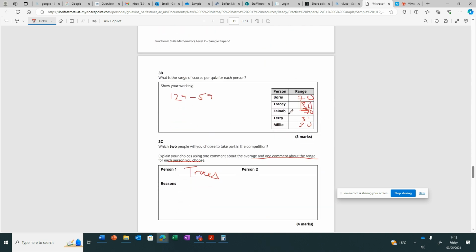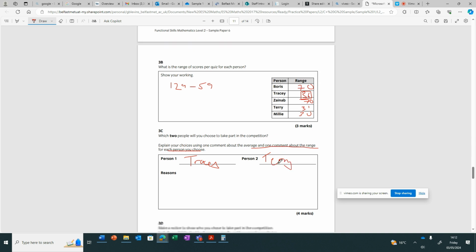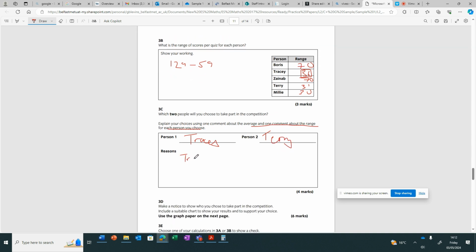Why? Well, Tracy and Terry have the highest average, so they are the best, and also low ranges, so they're consistent. Not only do they score well, but they're consistently scoring well. So low range equals consistent.